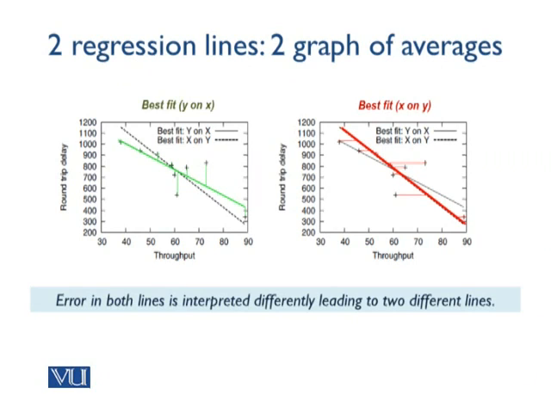जब हम best fit की बात कर रहे हैं y on x, आप देख सकते हैं error जो हम minimize कर रहे हैं वो vertical errors यहाँ show किए गए हैं, and when we are minimizing for the other line, when we are doing the best fit for x on y, तो जो errors हैं वो horizontal हैं. So error in both lines are interpreted differently, and because of that we have different lines.